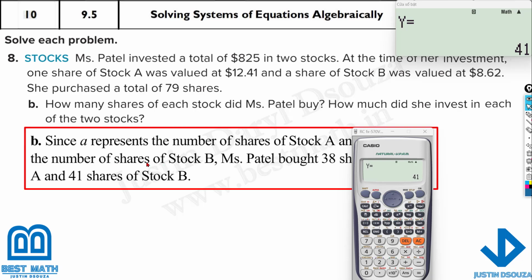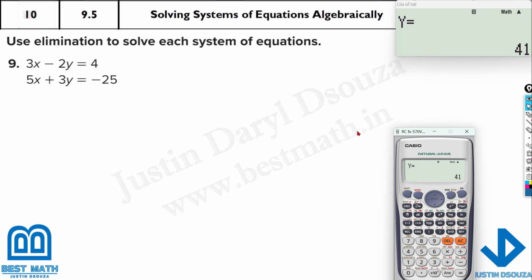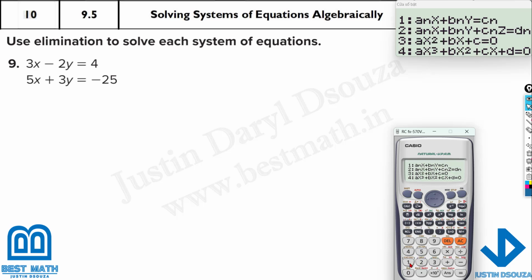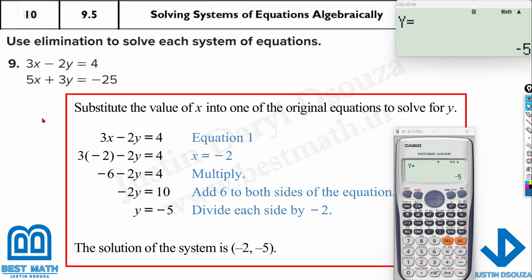And you can see this is just telling about which stock, how much is purchased. That's it. Again, these are all the same problems which we did a while ago. Mode 5 1, just type it out. 3, minus 2 and 4. Here we have 5, 3 and minus 25. So the answer is minus 2 and minus 5. That's the final answer. Just make sure that the x and y are together and the constants are separate.